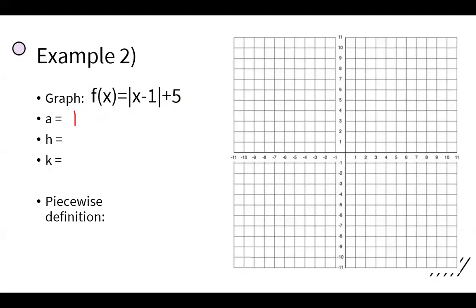Okay, your h. For your h, remember x's are liars. X's lie. So even though it looks like a negative 1, it's actually a positive 1. Okay, and your k is 5. What this all together tells you is you now have your vertex. So your vertex is at 1, 5. And you have the slope of your right side.